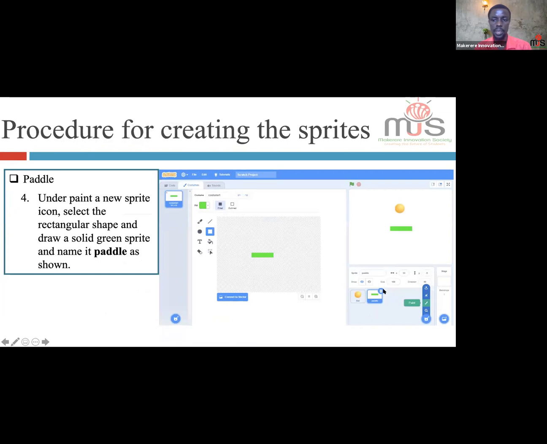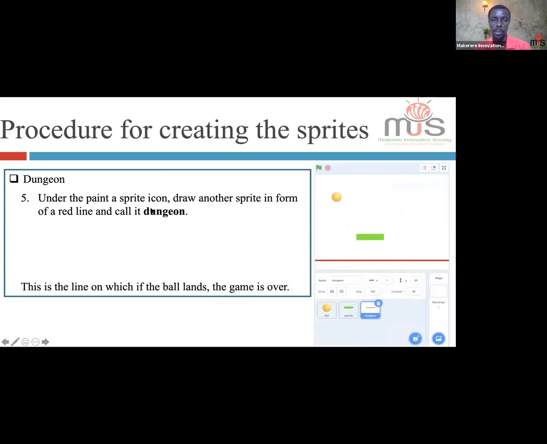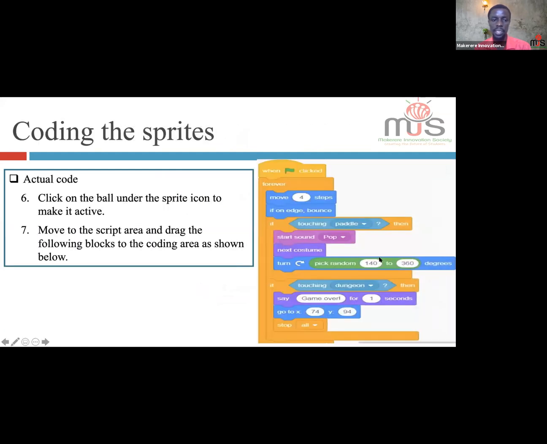After that, you come to paint a sprite. Don't worry, I'm going to do this with you. We are going to paint our paddle, which the ball is going to be bouncing on. And after painting the paddle, we are going to paint the dungeon, the dangerous line. If the ball touches this line, the game is over. So someone should be playing, moving this paddle left to right to avoid the ball hitting the dangerous line. So let's just do this in Scratch.